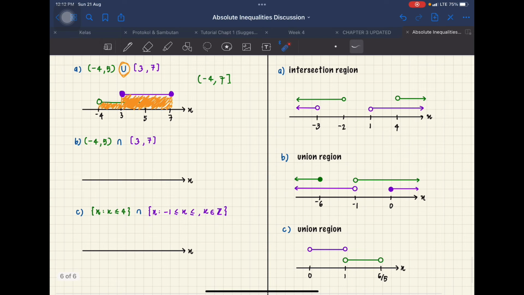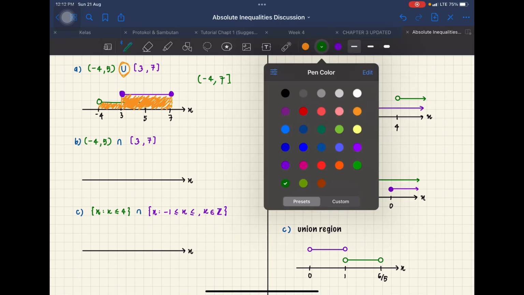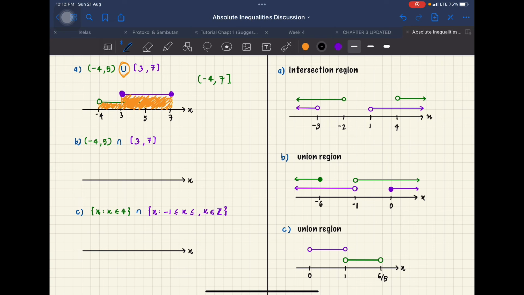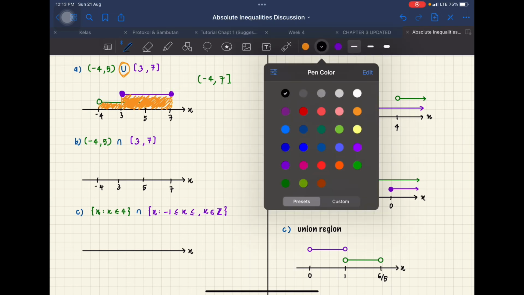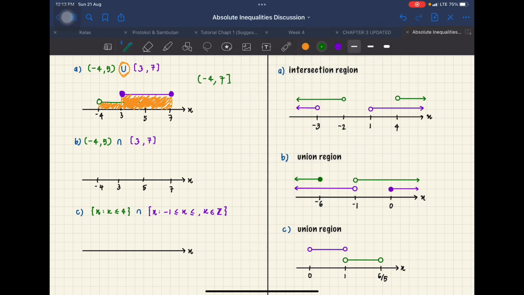Okay, that's it for union. Now for the intersection part. The same question, but now it asks for intersection. So my numbers are negative 4, 3, 5, 7. Let's do it again. The green one is from negative 4 to 5.